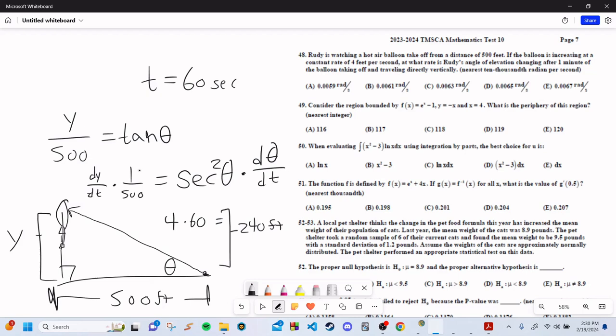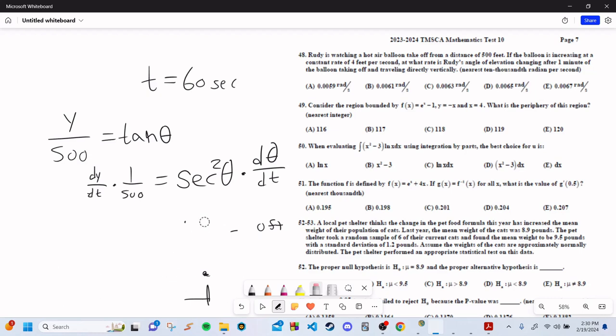So at this point, you've got to know how to do implicit differentiation. But you could also have your calculator do it for you, I believe. There's a setting on your calculator to do that. But anyways, again, we want to know what rate Rudy's angle of elevation is changing at this point in time. So that would be d theta dt. This is what we're solving for.